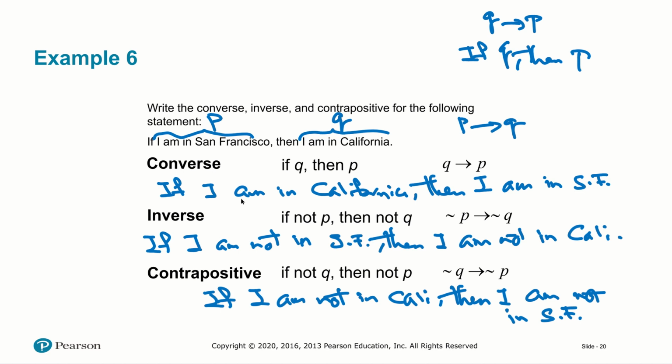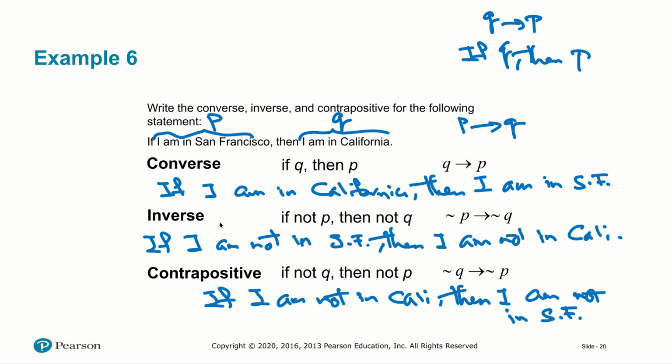The converse, think about it. If I am in California, then I am in San Francisco. Is that true? Well, if it's true, all of us in Los Angeles are in trouble because we're in California, but we're not in San Francisco. So this one turns out not to be true.